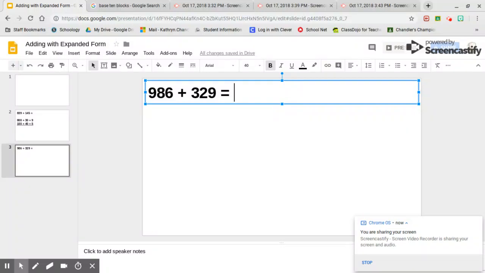Good morning, everyone. I'm now going to show you the second part of adding with expanded form. In the first video that I showed you, you only had to go up to the hundreds place with all of your trading, with all of your adding. But in this one, you're going to see what to do if your number goes up to the thousands place.